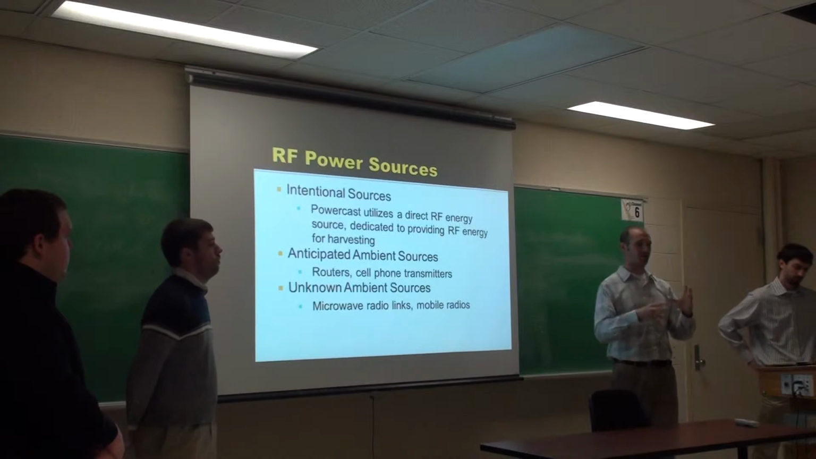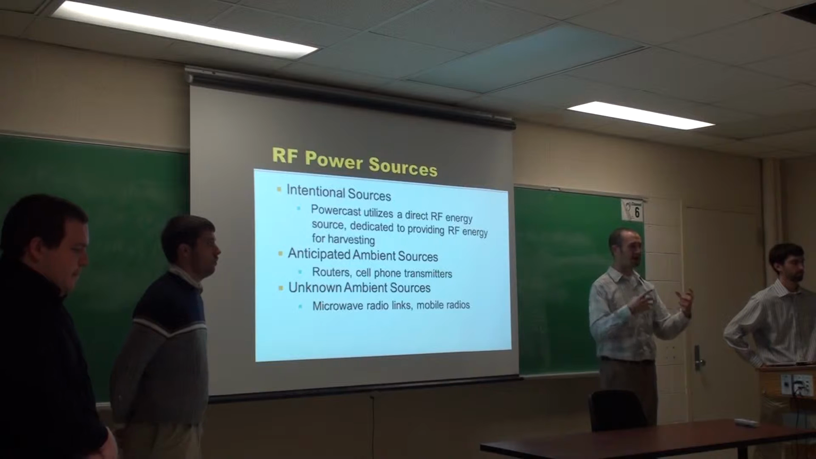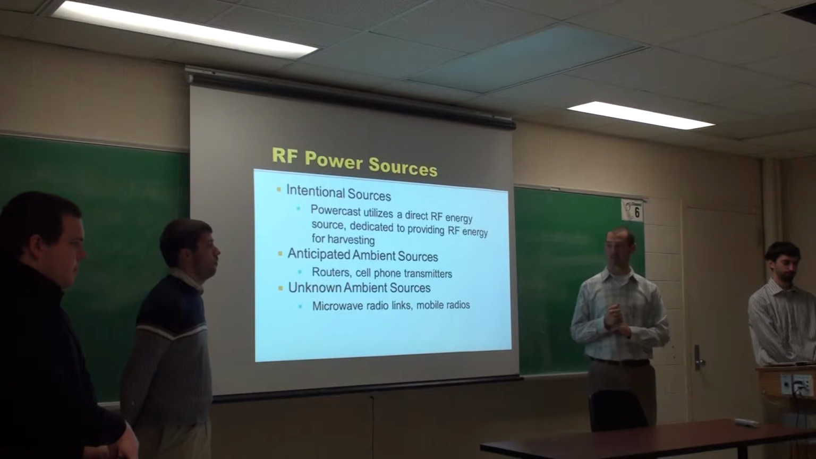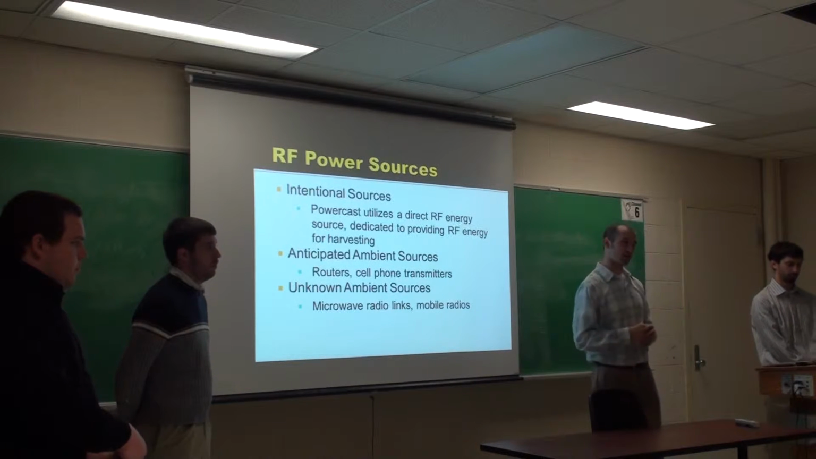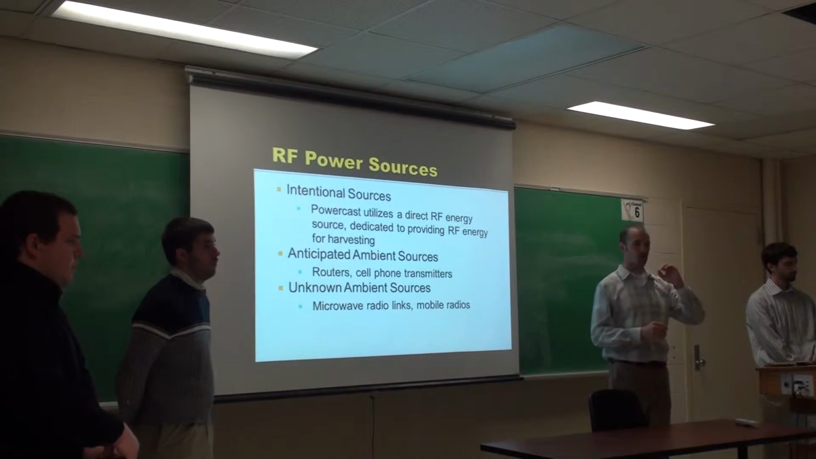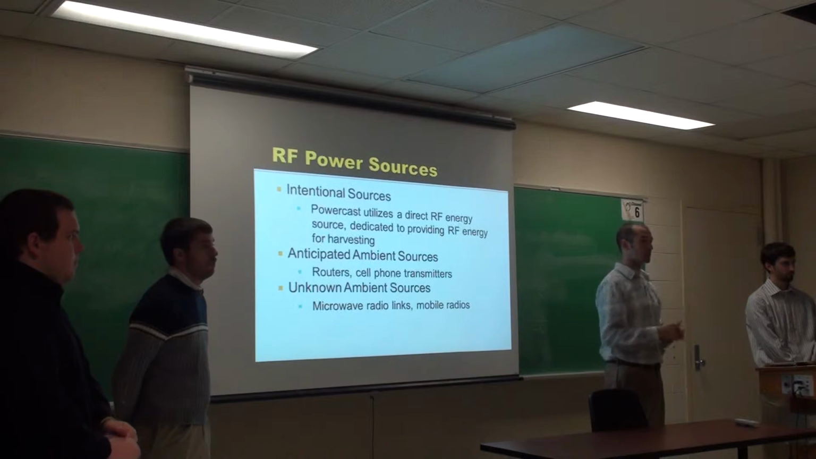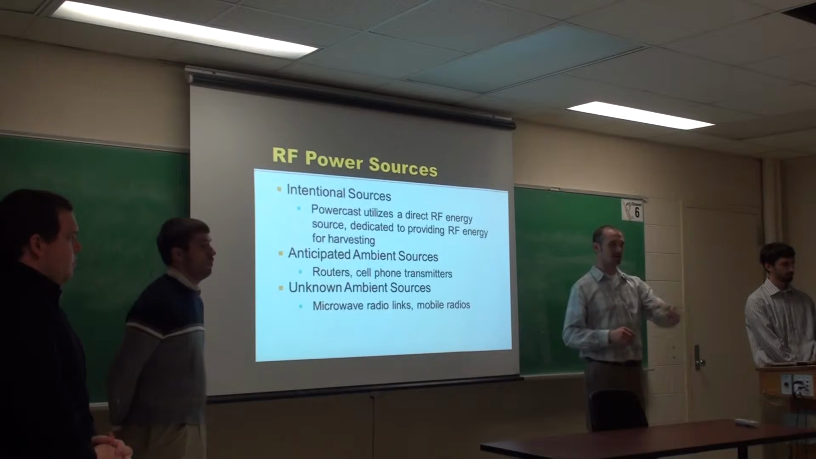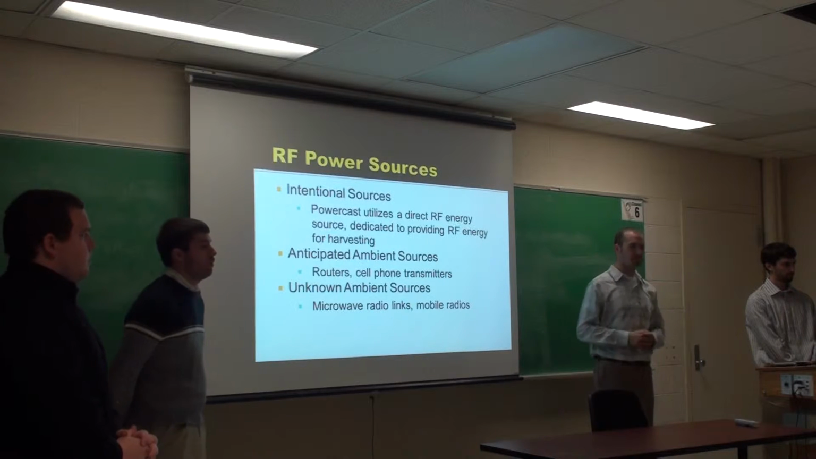So there are three separate power sources that RF can capture. You have intentional power sources, anticipated ambient sources, and unknown ambient sources. Intentional is like our Powercast transmitter. It's going on a specific frequency that is always sending out RF signals, and its only job is to send out RF signals to power our sensors. It's not trying to send data, just simply a band of RF.